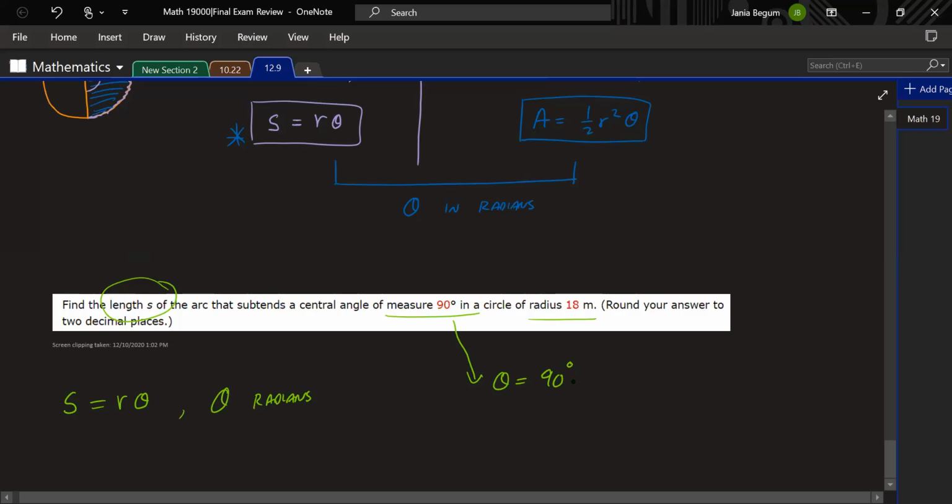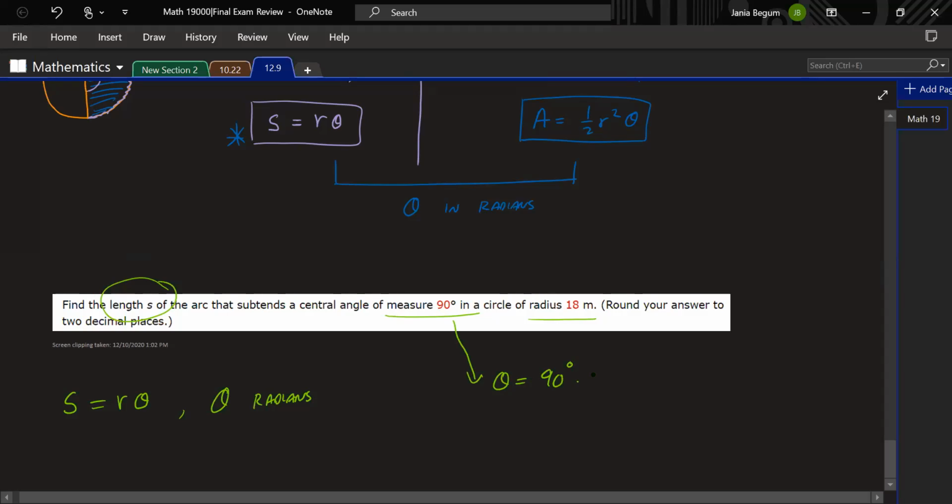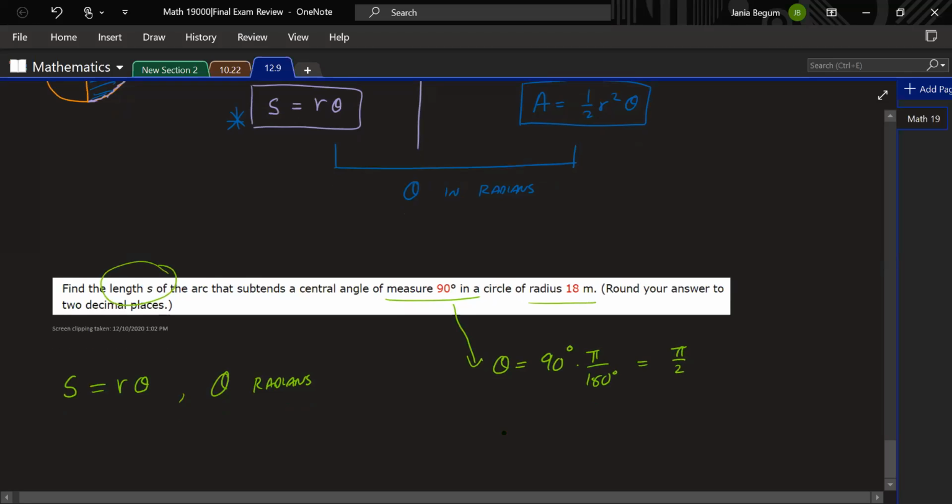How do you convert 90 degrees into radians? Or do you have it memorized? What is 90 degrees in radians? Pi over 2. Multiply by pi over 180, and you should have pi over 2. That's a very special angle that we remember. Now what is R? R is 18 meters.